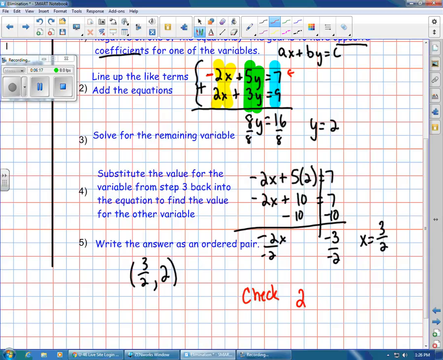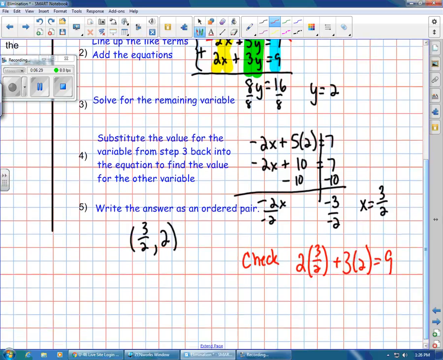So 2 times 3 halves plus 3 times 2, does that equal 9? So 2 times 3 halves is going to be 3. 3 times 2 is going to be 6. 3 plus 6 is 9, and 9 equals 9. So I know I've done it correct.